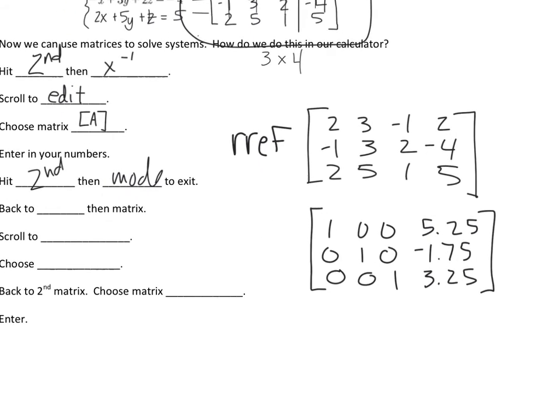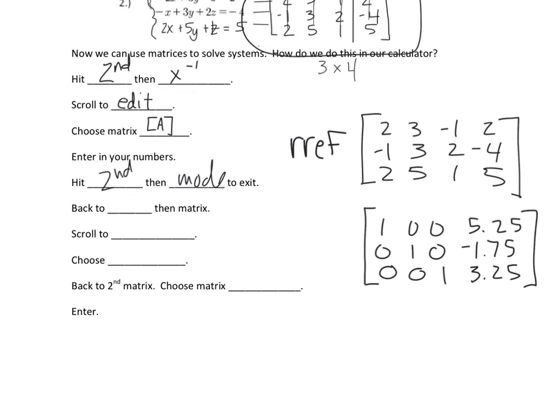All right, so again, let's fill these directions out. Once you exit, you go back into second and then matrix. You scroll over to the math menu. You choose ref. Then you go back into second matrix and choose matrix A and hit enter. All right, those are your steps. So if you're having trouble, try to go through these steps one more time. If you're still having trouble, obviously we can talk about it in class or sit down one-on-one and make sure that you've got these steps down.